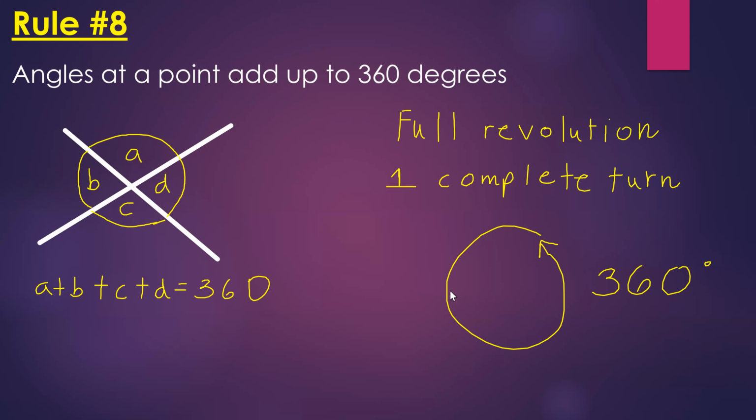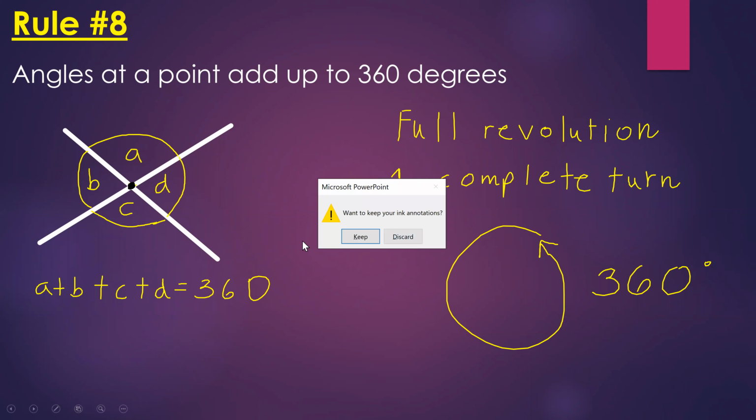So it's one complete turn, one full revolution. We could play with this idea a lot. By the way, when we say angles at a point, what we mean is that here is the point. Maybe I should darken that. This is the point, and it's one full revolution. It adds up to 360 degrees. Okay, so let's move on to examples with this.